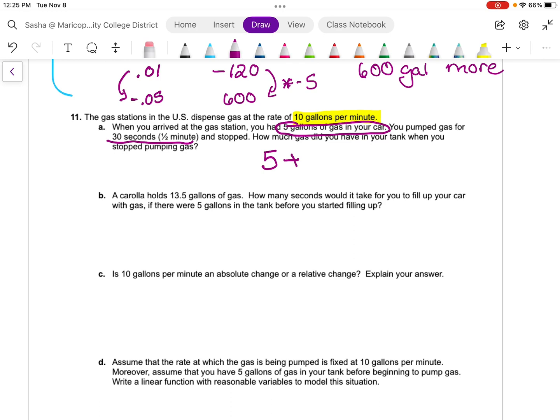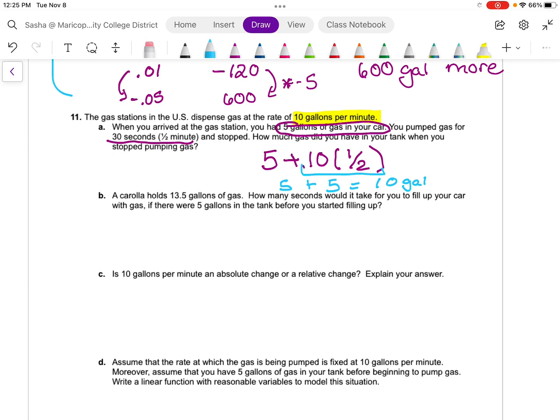So I could take my rate and times it by basically the length of time I pumped gas for. But I only pumped gas for half a minute, not even a full minute. So I have those 5 initial gallons I put in, plus what ends up being 5 more gallons, because if I pump 10 gallons in a full minute, in half a minute, I'm only going to be pumping half of that amount, 5. And so 5 plus 5 would mean I would end with 10 gallons of gas in my car.